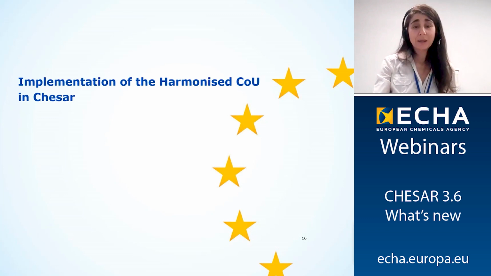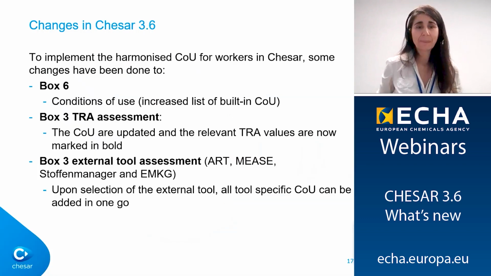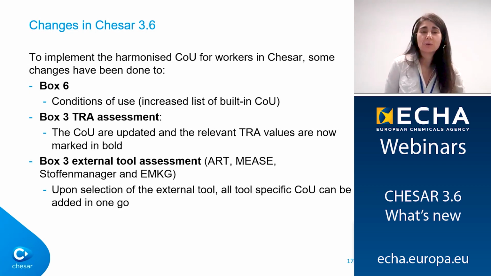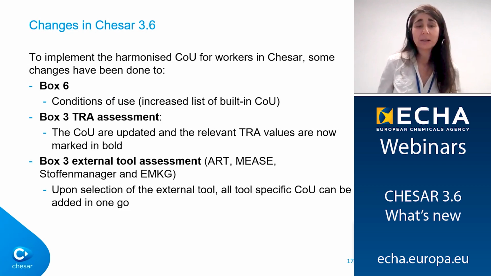And now let's see how all of this has been implemented in Chesar. So in Chesar, the main changes have been done to box 6, in particular the conditions of use tab, in which you will see an increased list of built-in conditions of use. Then we have some changes in box 3 TRA assessment, in which the conditions of use are updated and the relevant TRA values are now marked in bold. And still on box 3, some other changes have been performed on the external tool assessment when ART, MEASE, Stoffenmanager, and EMKG are selected, because upon selection of one of these tools, the conditions of use linked to the specific tool are added in one single go.